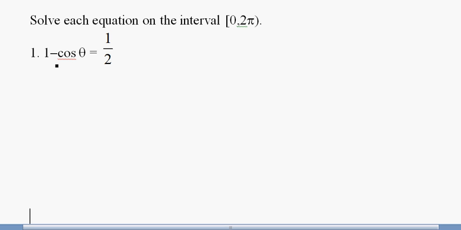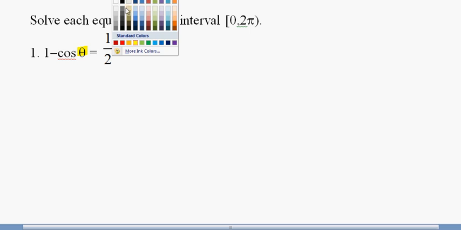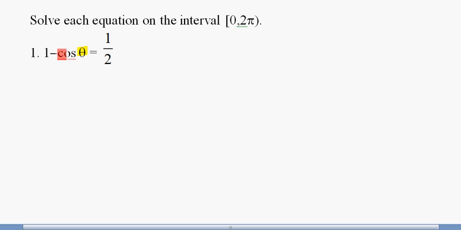Okay, so here's some trig equations here. Just like solving anything else, you want to try to get your variable all by itself. Well, in this case, our variable is theta. Really, the easiest thing to do is just to get this basic trig function all by itself, and then as long as you know your unit circle values, the problems aren't that bad.